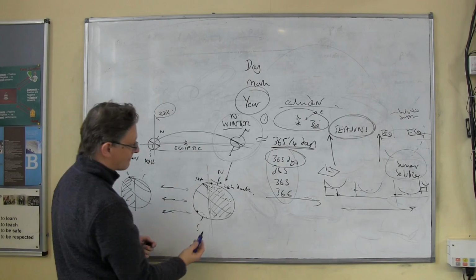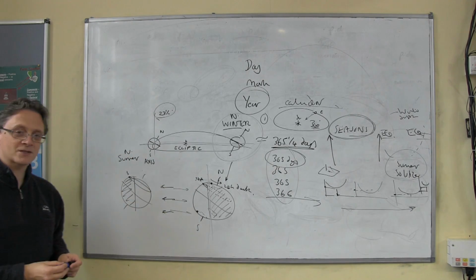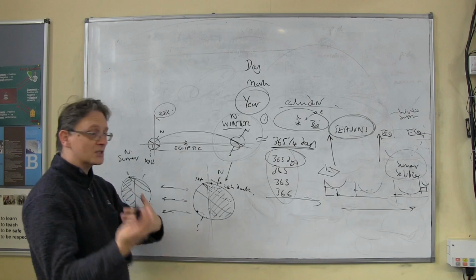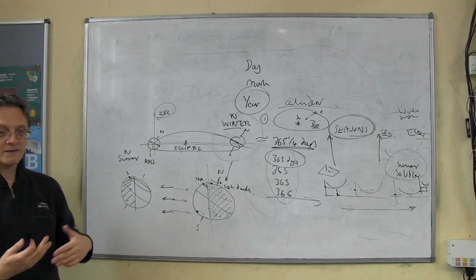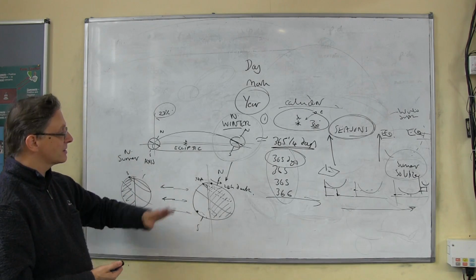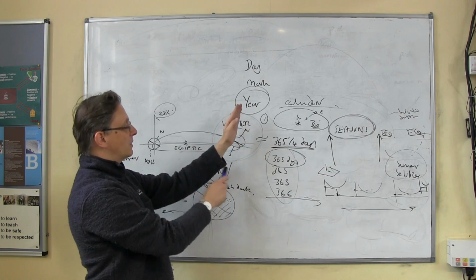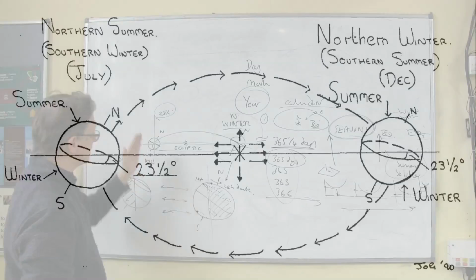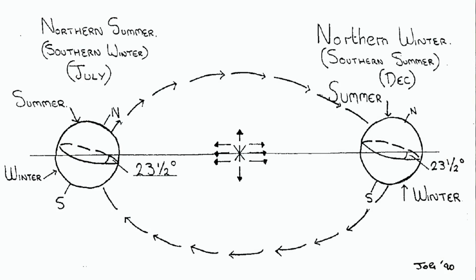If you live in the southern hemisphere, as you know, if you've got relatives who live south of the equator, their seasons are flipped round. They have their seasons the opposite way round to us. Here, the North Pole is pointing away and the South Pole is pointing towards. Here, North Pole towards, South Pole away, hence northern winter, northern summer. Okay?